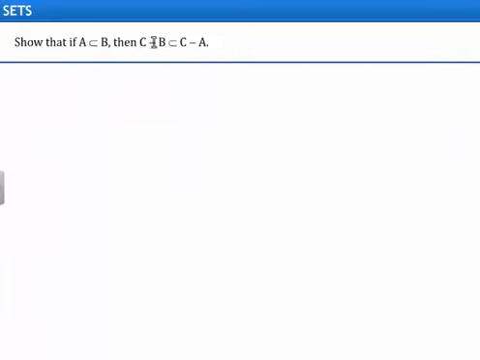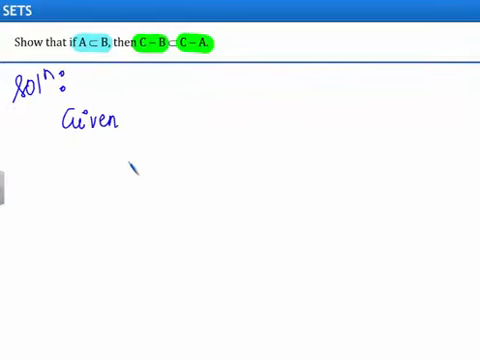In this question, we need to show that C minus B is a subset of C minus A if A is a subset of B. Let us begin with the solution. We are given A is a subset of B.